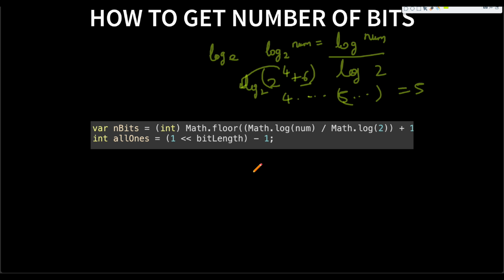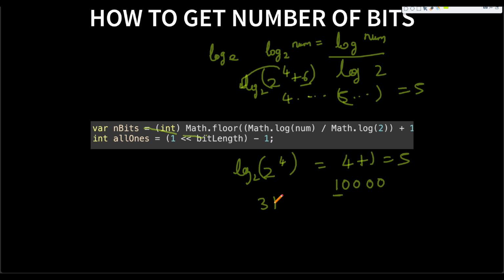Let's take another example which is easier. Let's take 16 itself. It will be 2 to the power of 4. And now if we do the log 2 there, we will get 4 and we will add 1 to it. So it will give us 5 again. And we know that 2 to the power of 4 is 10000. So we can see that there is a fifth bit set here. So the number of bits is equal to 5 in this case. And then we can get all the ones using the left shift operator by the bit length or n bits. I think it should be n bits minus 1. So that will give us 31.